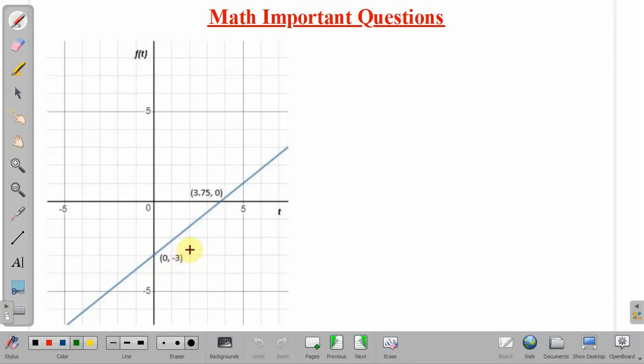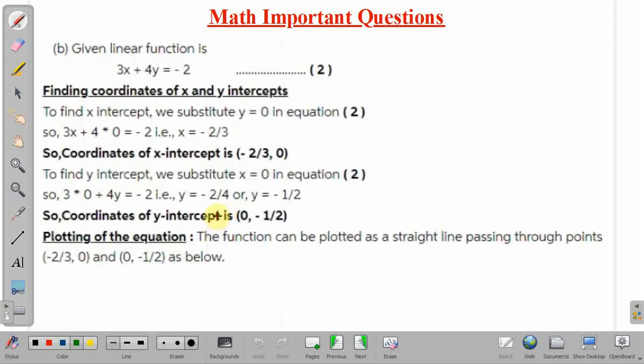Okay, so coming back to part 2, part B. The linear function is given as 3x plus 4y equal to minus 2. In order to find the coordinates of the intercepts, to find x-intercept, we have to substitute y equal to 0 in equation 2. So we will get x equal to minus 2 by 3. Similarly, to find y-intercept, we need to substitute x equal to 0 in equation 2, and we will get y equal to minus 1 by 2, and coordinates of y-intercept will be (0, minus 1 by 2).